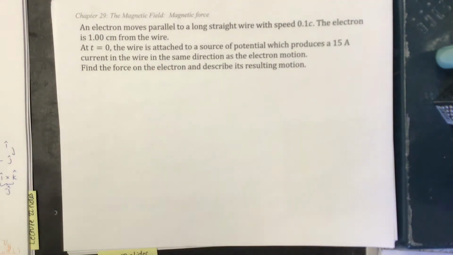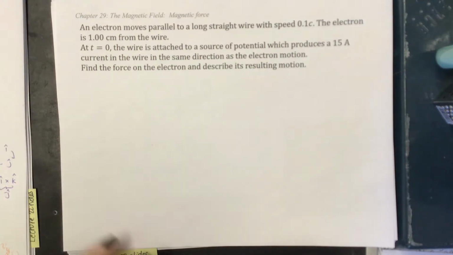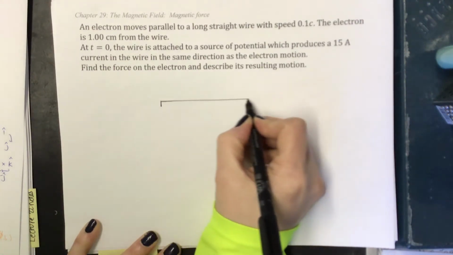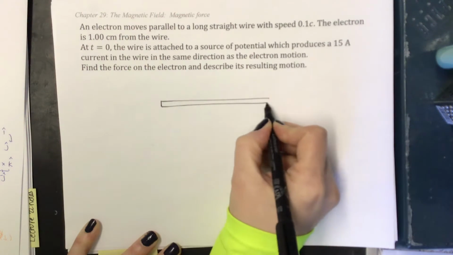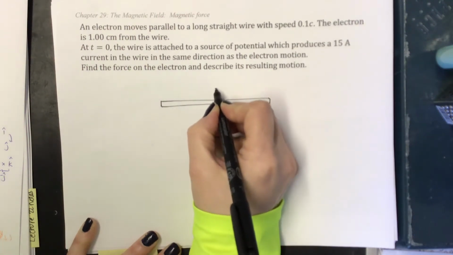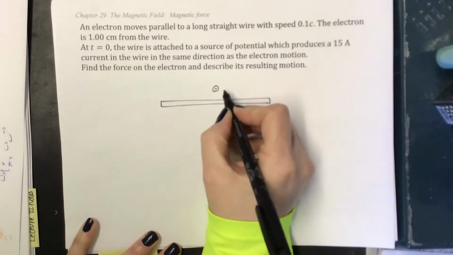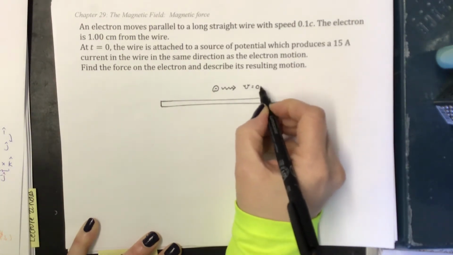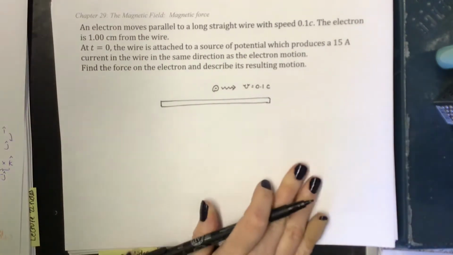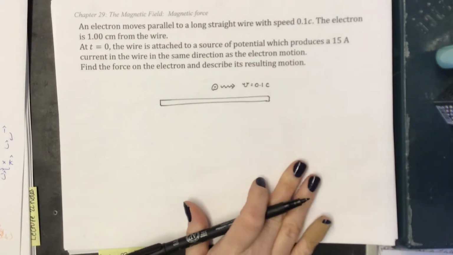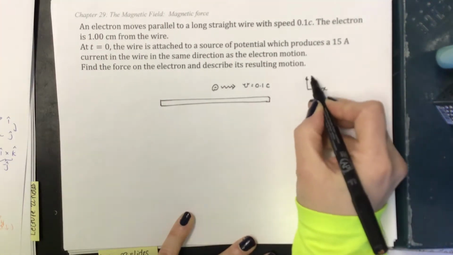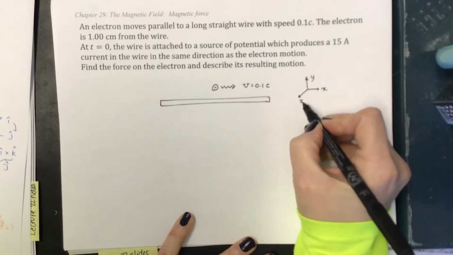Okay, let's get a picture first of what's going on, and then we'll write down the things that we know. So here's our wire. We've got a long straight wire. Here's our electron. It's a little negative charge. It's moving, we'll say, to the right with speed v equals 0.1 c. c is the speed of light, 3 times 10 to the 8 meters per second. Let's put a coordinate system on here. We'll say positive x is to the right, positive y is up, z is out of the page. Okay, so there's our motion, the electron around the wire.